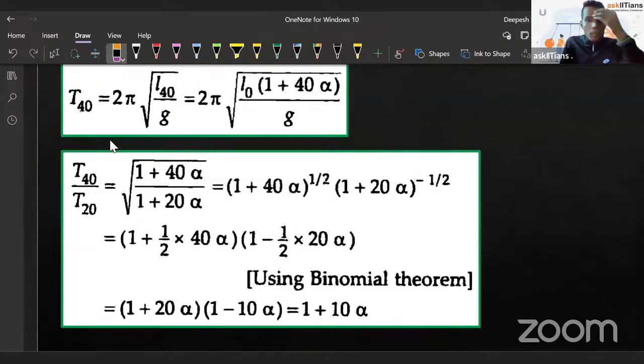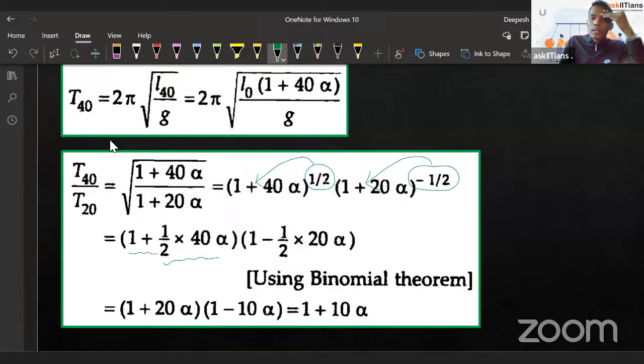After this, we will use the binomial theorem. This is why I'm talking about this question, because this is not a very usual straightforward kind of question. If you know the binomial theorem, good for you. If you don't know, what do we do? We take 1 by 2, we multiply it over here. We take minus 1 by 2, we multiply it over here. And that's why we get 1 plus 1 by 2 into 40 alpha, 1 minus 1 by 2 into 20 alpha.